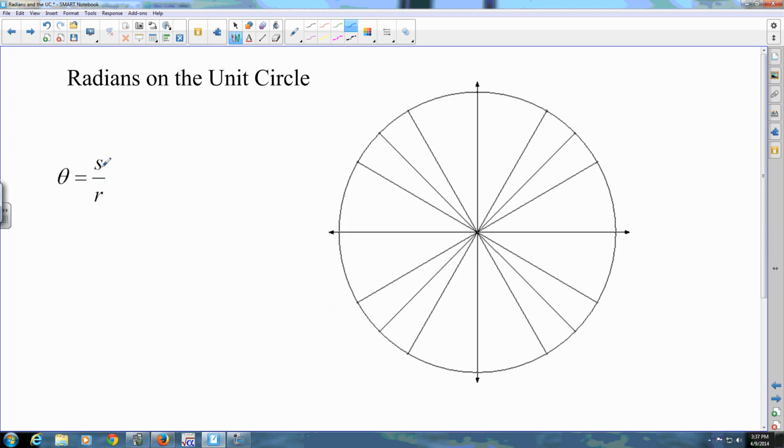Okay, using the definition S over R, remember this is the unit circle, the radius is 1 unit. I'd like to be able to find out what all these angles are in radians. One place to start is to find out what the equivalent of 360 degrees is. In other words, I'm going to find out what the angle is spun all the way around. The reason I'm using that is because S is easy to find then. That would just be the circumference of this circle. Circumference is 2 pi r. So that would be the length of your arc.